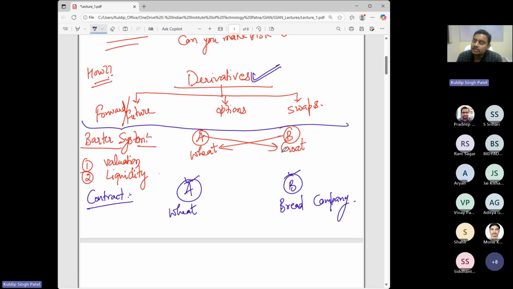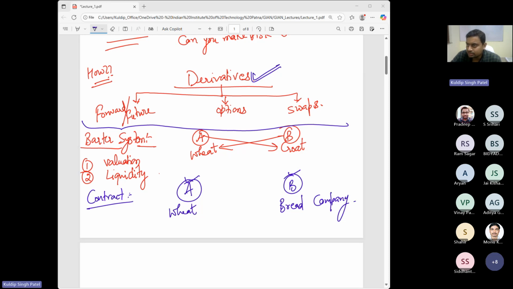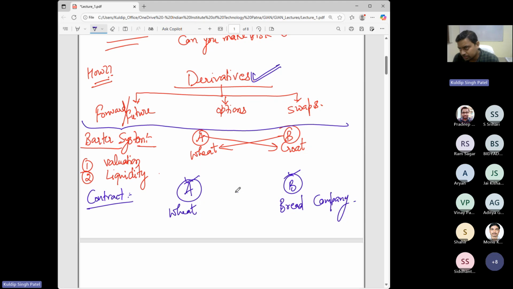Anyone from the audience? What fear do they have? The person who is having wheat, what fear do they have? The person who is having bread, who is the owner of the bread company, what fear does he have? The participants, suppose you take yourself as an owner. Stock of goods. Okay, Jai Kishan Dubey. Stock of goods means, would you please explain a bit? Because I'm not sure whether you are telling what I'm thinking of.